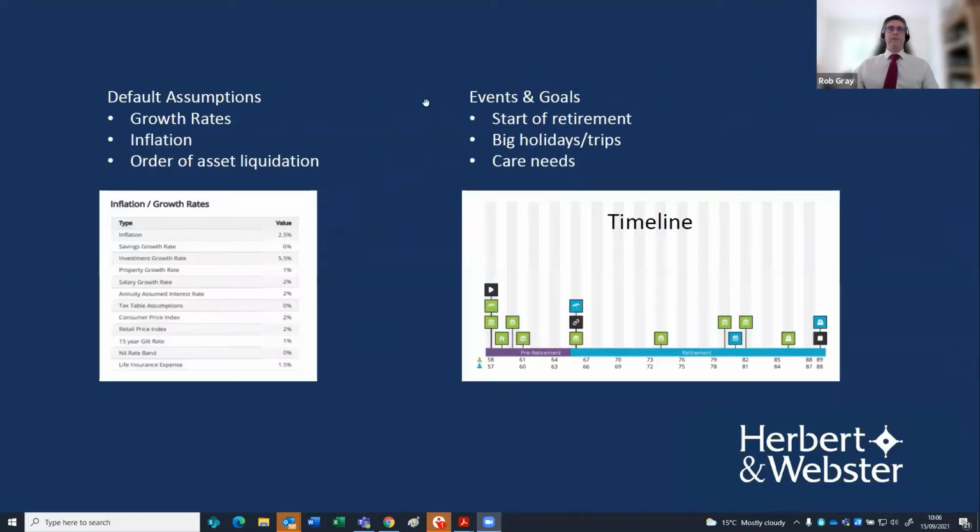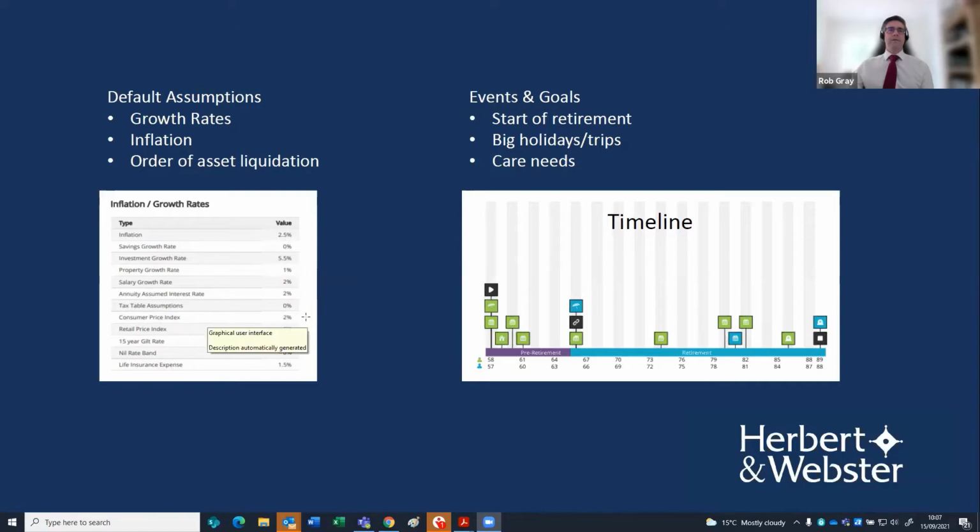Once we've put in people's current circumstances, we then use default assumptions to project what they have and what they'll need into the future. The default assumptions that we use are that inflation will continue to grow at 2.5% a year. Bank account savings, we presume at the moment that they're not going to grow at all. Investment growth rates, we presume 5.5%. Property will go up by 1%. Salaries will go up by 2% a year. We'll factor in annuity interest rates as well.